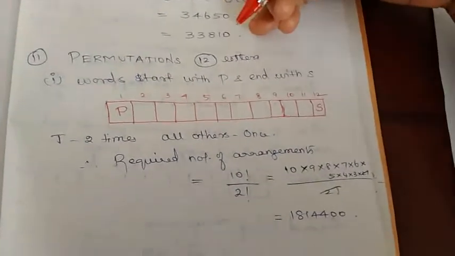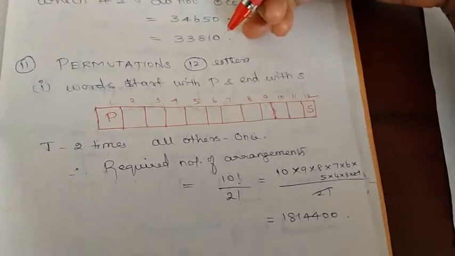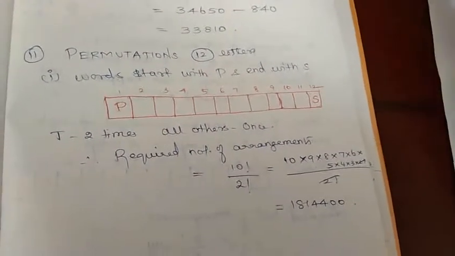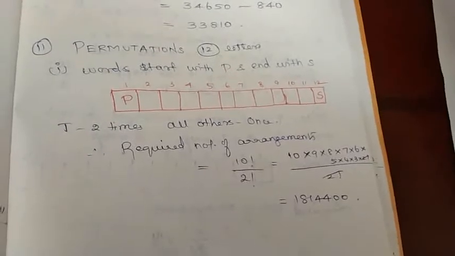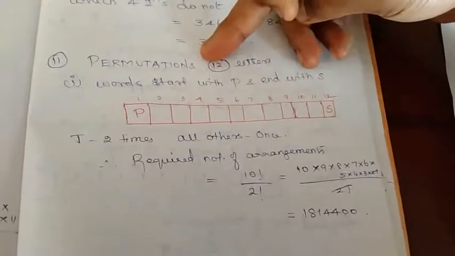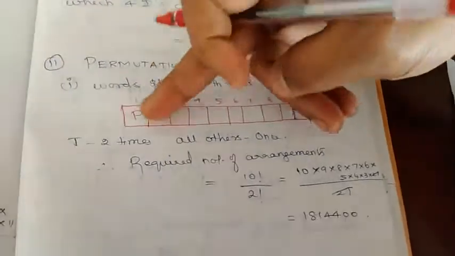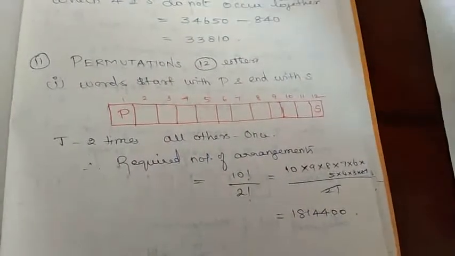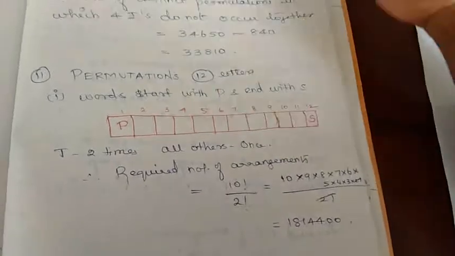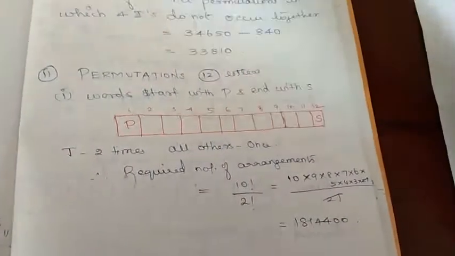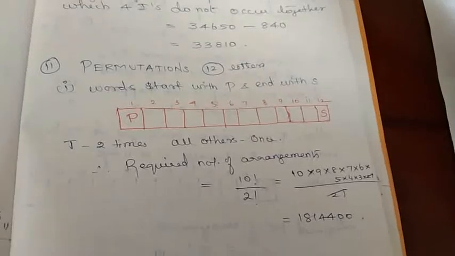See here, the word PERMUTATIONS is arranged. In how many ways can the letters of the word be arranged if the word starts with P and ends with S? So there are 12 letters in the word PERMUTATIONS. So it should start with P and it should end with S. So the first position and the last position are fixed. And if you see, T alone is repeated 2 times, all others once. So what will be the number of required arrangements now?